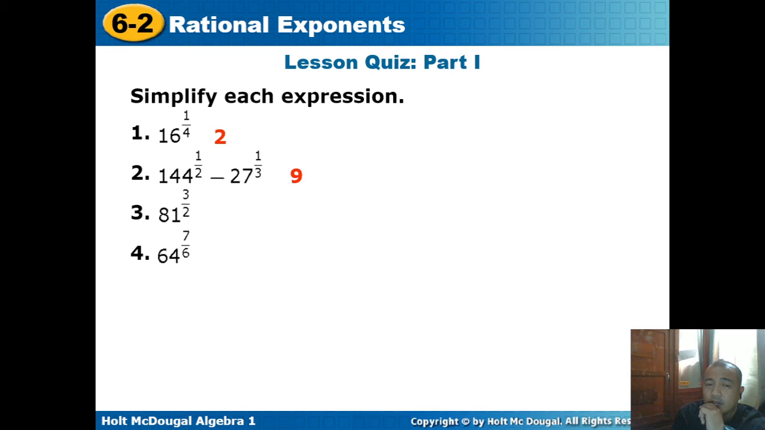How about this? 81 raised to 3/2. 81 can be written as 9 squared. 9 squared raised to 3/2 means you multiply the exponents. 2 times 3/2 is 3. So 9 raised to 3 is 729: 9 times 9 times 9. How about number 4? 64 raised to 7 over 6. 64 means 2 raised to the 6th power. So 2 raised to the 6th power raised to 7 over 6. You multiply 6 by 7 over 6, that is 7. So what is 2 raised to 7? 128.